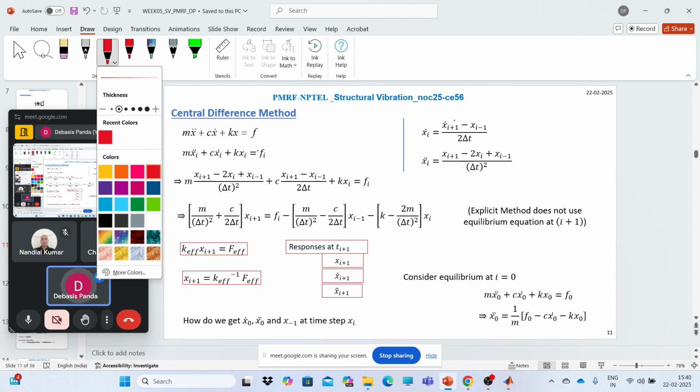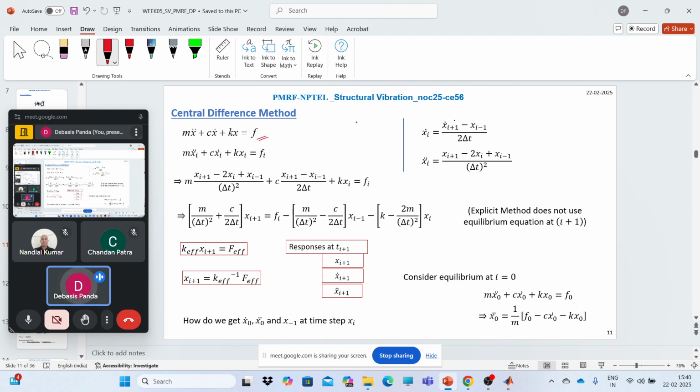M x double dot plus c x dot plus k x is equal to f is nothing but the equation of motion of a damped spring mass damper system, where the damper is designed as a viscous damper. So we have the spring mass damper system where F is acting.